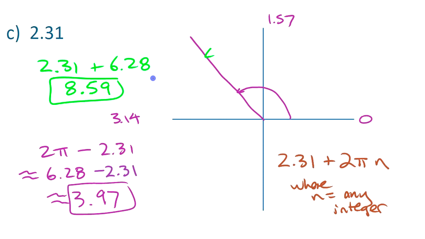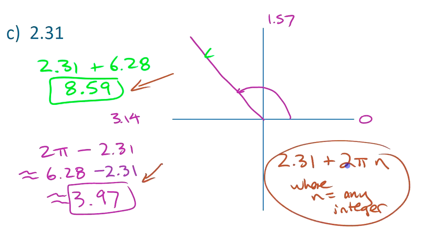All right, so that's coterminal angles and how you can find individual ones, and how you can write a general expression for the set of all coterminal angles with a given angle. All right.